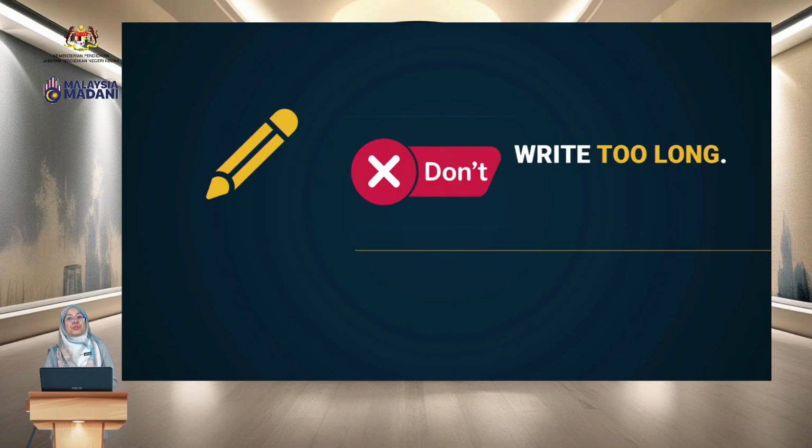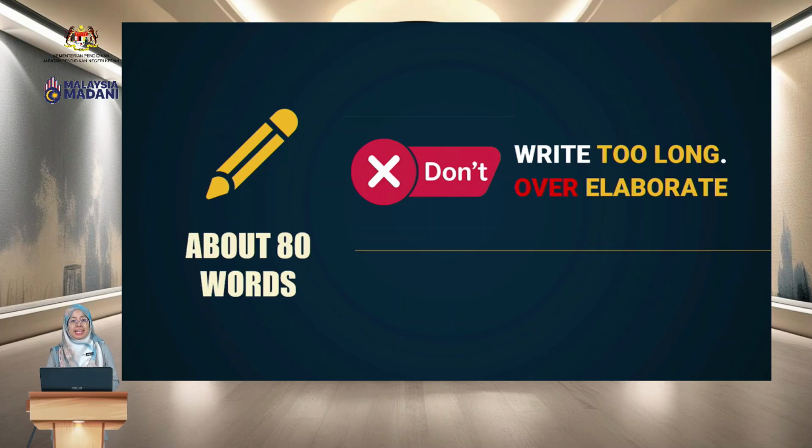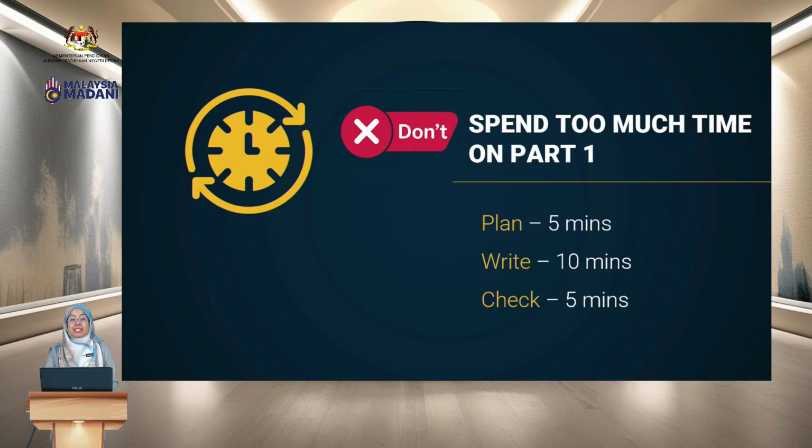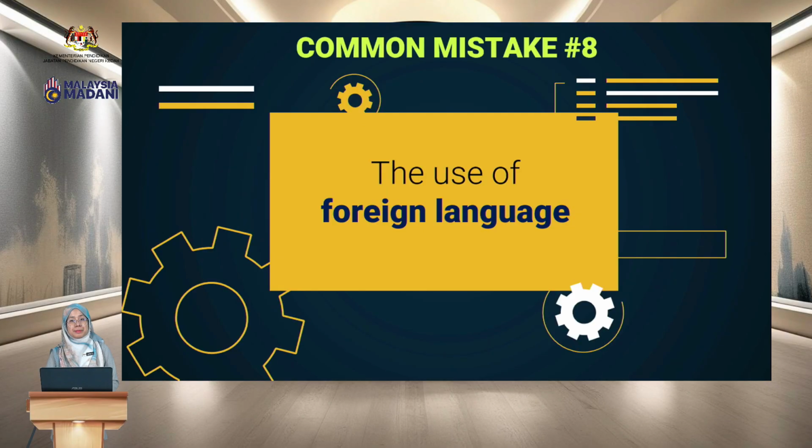Another tip is don't write too long or over-elaborate, because for an email you only need to write about 80 words. Next, don't spend too much time on part 1. Why? Because you only have 1 hour and 30 minutes, right? So you should plan for 5 minutes, write for about 10 minutes, and check for another 5 minutes. So the maximum time I would suggest you spend is 20 minutes for an email.